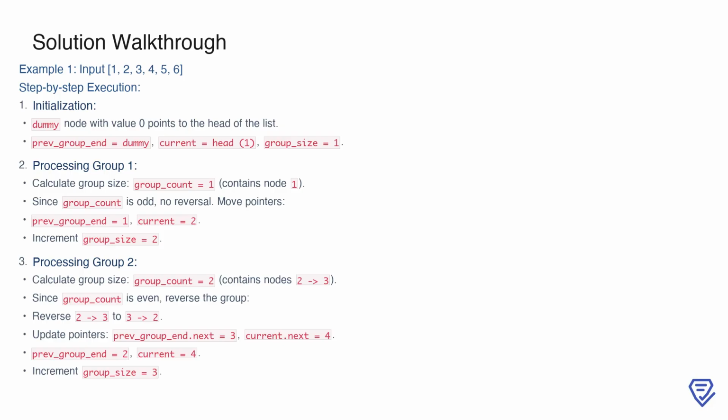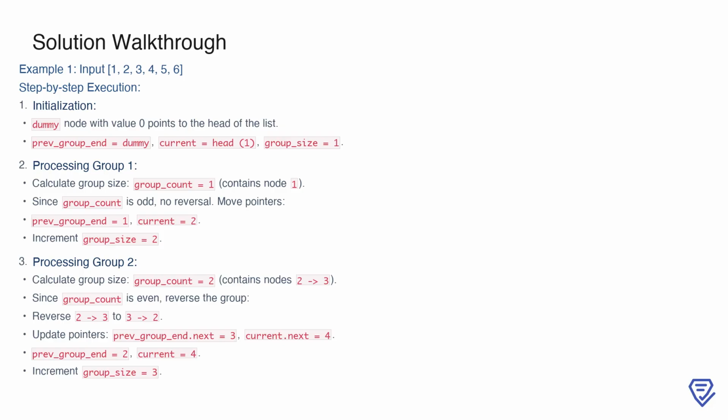For the first group, we calculate the group size, which is 1 because it only contains the first node. Since the size of this group is odd, no reversal occurs. We simply update the pointers. prev_group_end moves to the current node, and current advances to the next node. Finally, we increment the group size to 2.